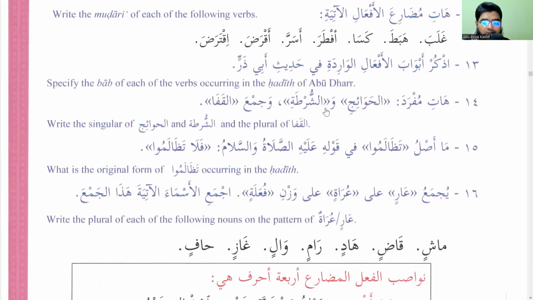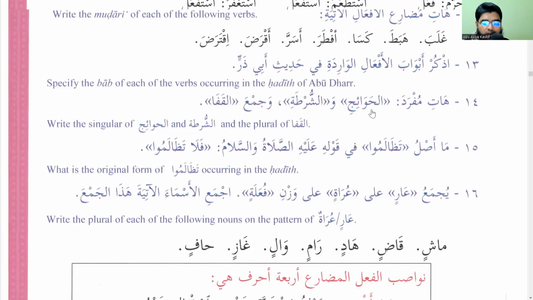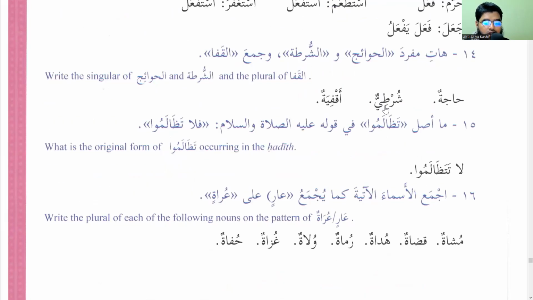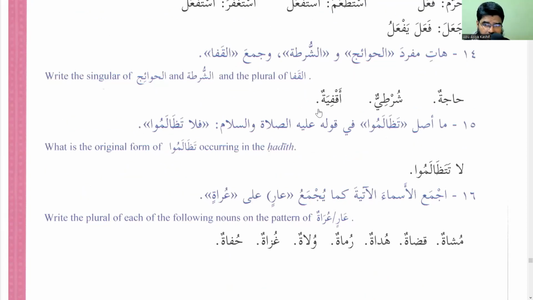هاتي مفرد الحوائج والشرطة وجمع الخفاء. Give the singular of hawa'ij is hajah. We saw that, right? Hajah is singular. Shurta, shurtiyun is a policeman. One guy is shurti, and the plural is shurta. And then akhfiya is the plural. جمع الخفاء. Khifa' means neck or back, and akhfiya is the plural, backs.